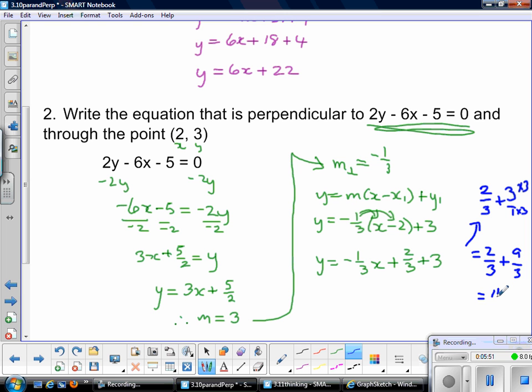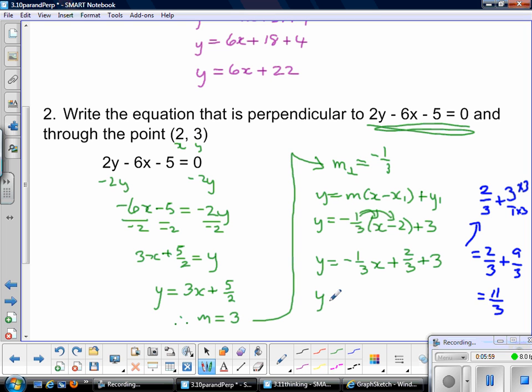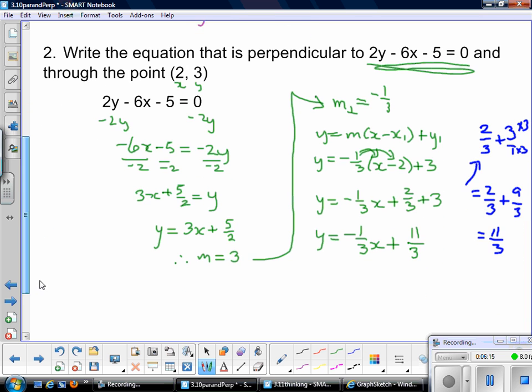So I'm going to take that answer and put it back into my solution. And when I do that, I end up with y equals negative 1/3 x plus 11/3. Okay, so lots of questions for you to work on. It takes a little bit more work because you're adding more steps to what you already know.